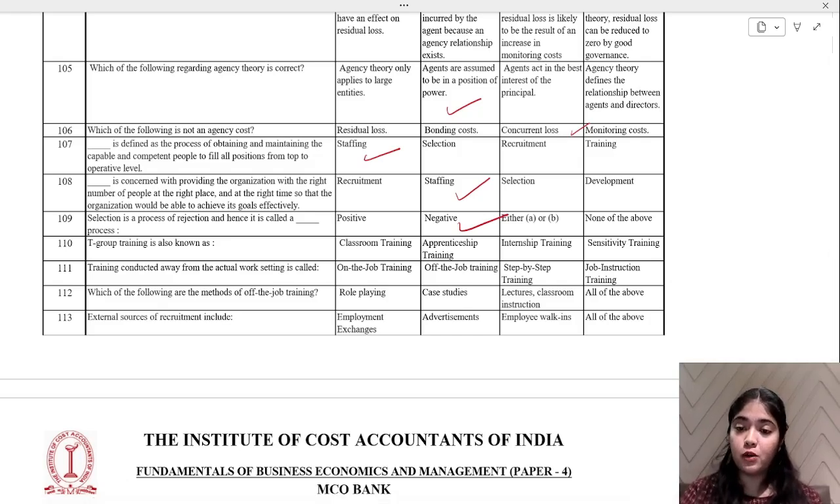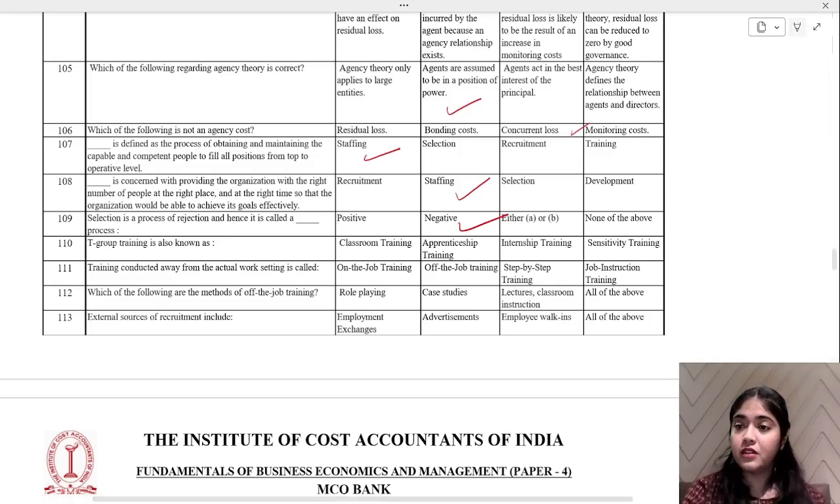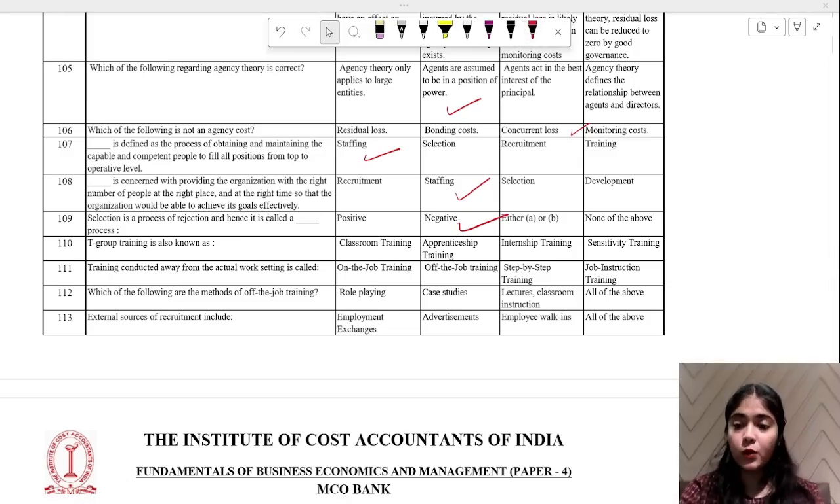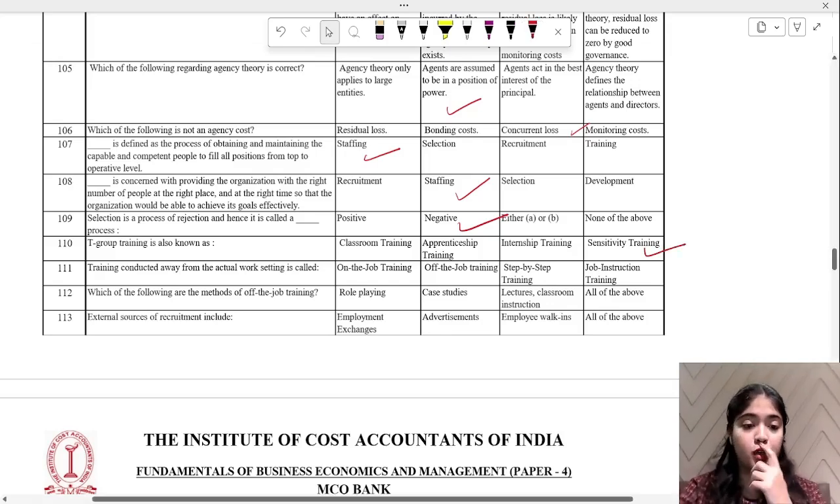I'm not able to mark this. It's option number 4. I'll write it somewhere over here. This pen is not working. One second. Let me see if it works now. Okay, let's see if it is working now. Sensitivity training, option number 4.